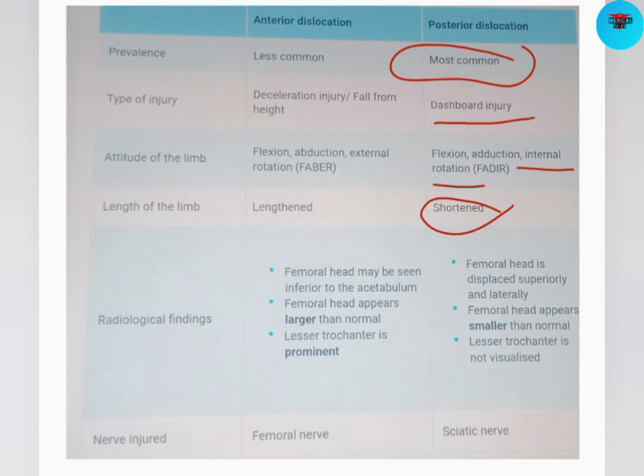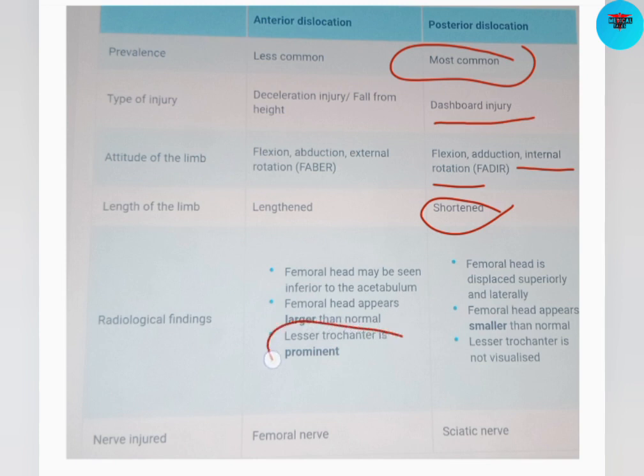Radiological findings. The femoral head may be seen inferior to acetabulum on X-ray and appears larger than the normal. Okay, so radiologically in anterior dislocation, on X-ray the femoral head will be seen inferior to acetabulum. Its size will be larger than the normal, and the lesser trochanter is prominent.